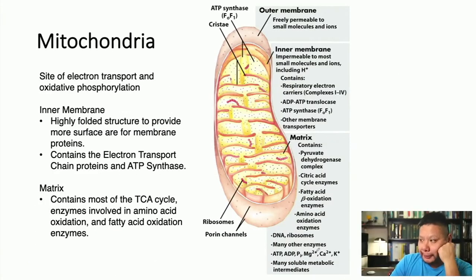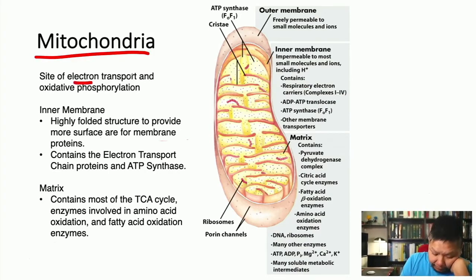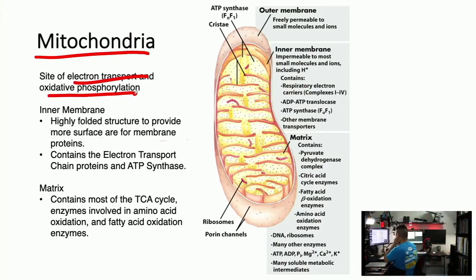So now before we can talk about the electron transport chain itself, we've got to talk about the mitochondria, right? The powerhouse of the cell, as you learned in biology class. It is the site of the electron transport, and it's also the site of oxidative phosphorylation.